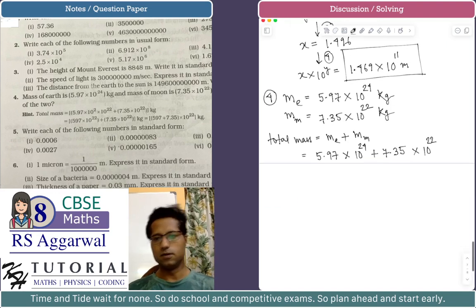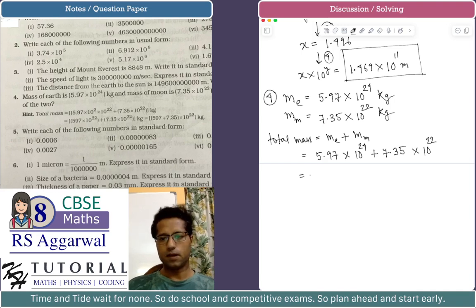Now you need to consider some power of 10 as the common factor, which will be the minimum between the two powers. I have 10 to the power 24 and 10 to the power 22. I will take 10 to the power 22 as the common factor.